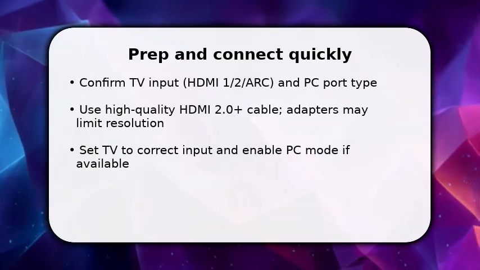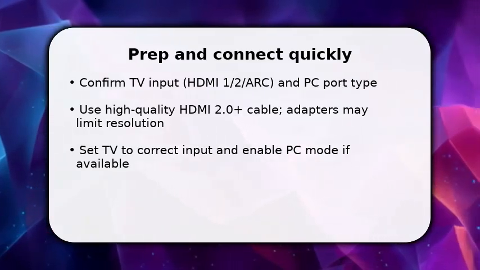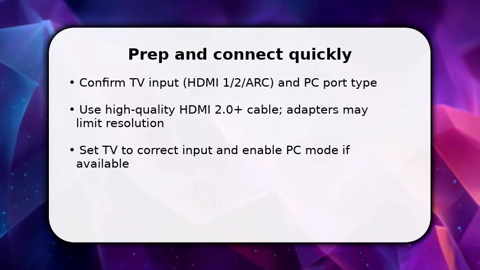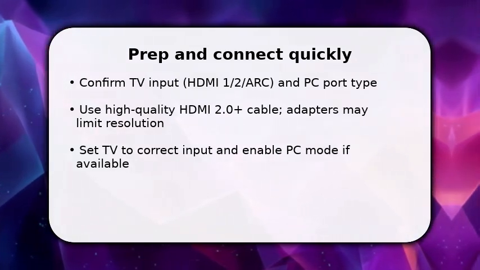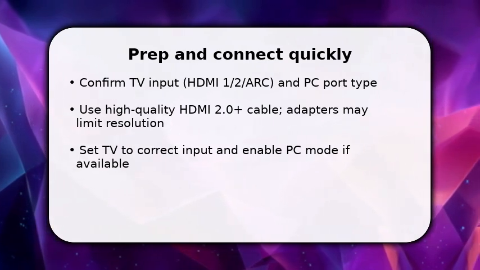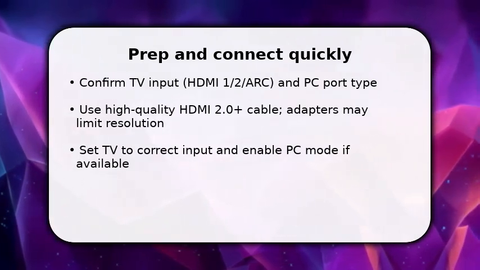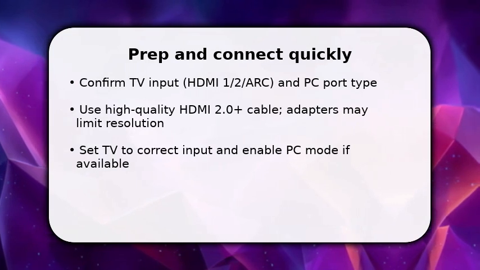You start by confirming the TV input and using the best cable available. Plug the HDMI into the GPU output. If you use an adapter, know it can cap resolution and refresh rate. Once connected, power both devices and set the TV to the matching HDMI input.